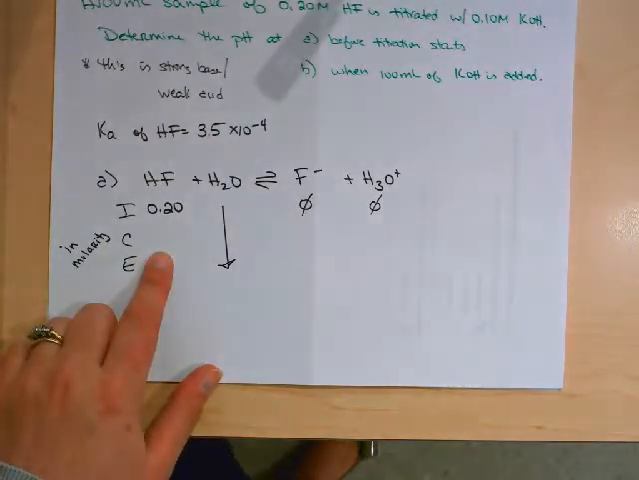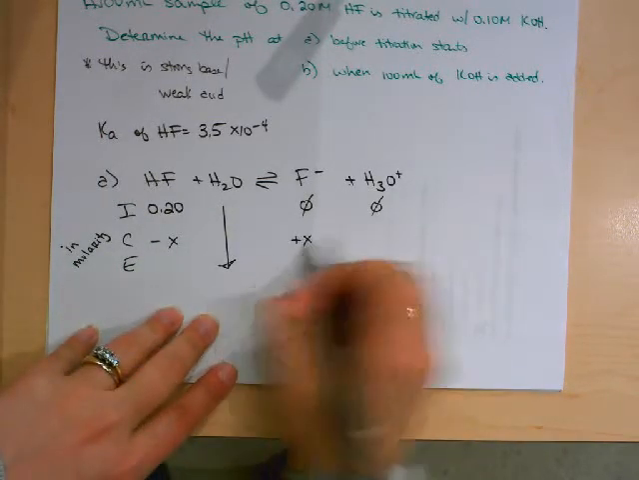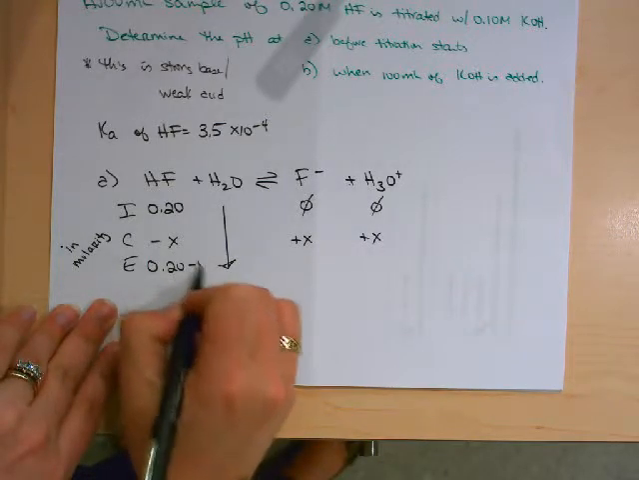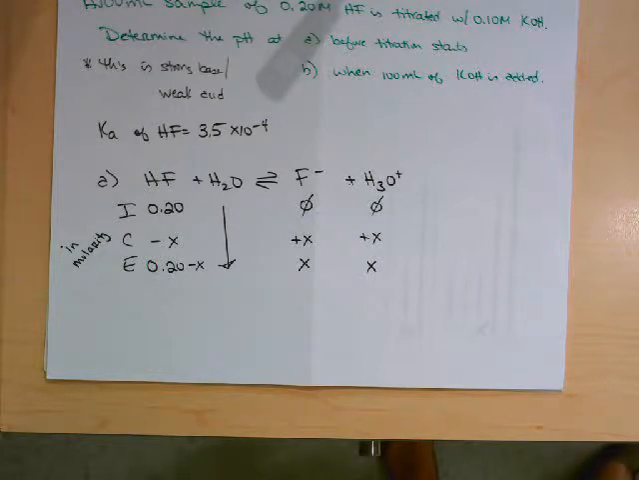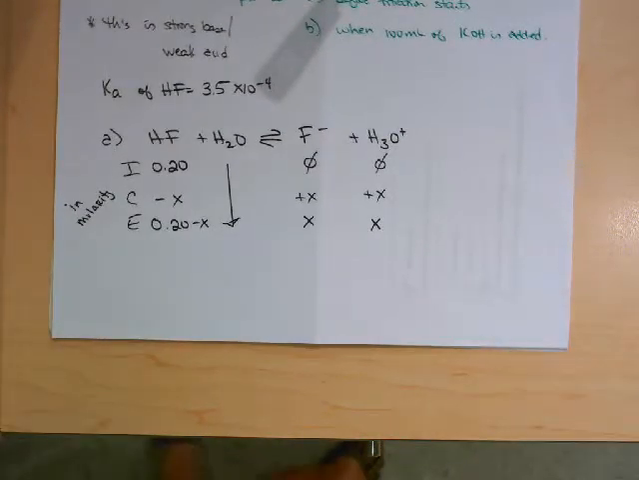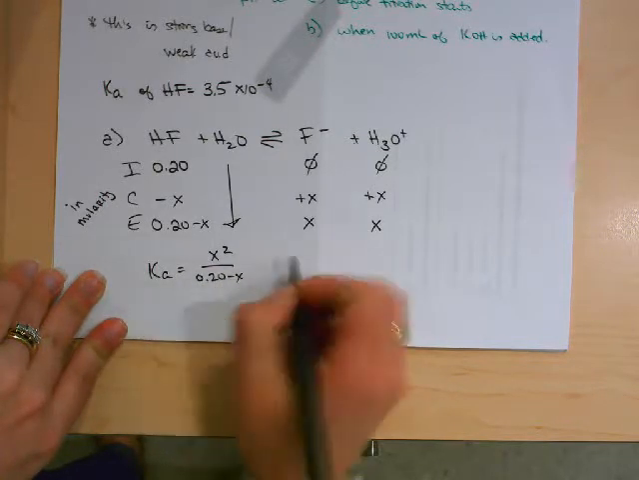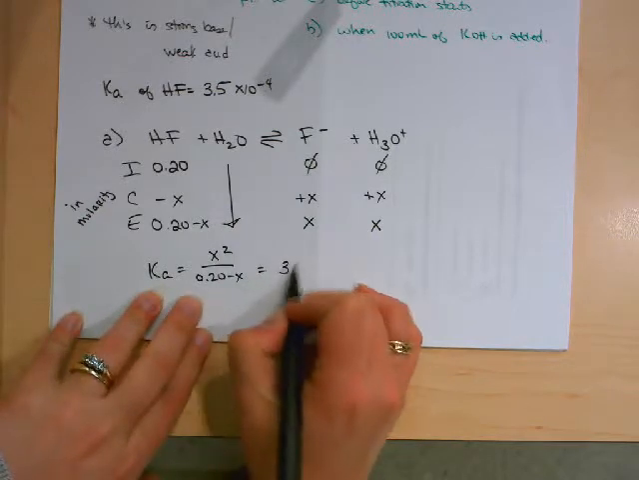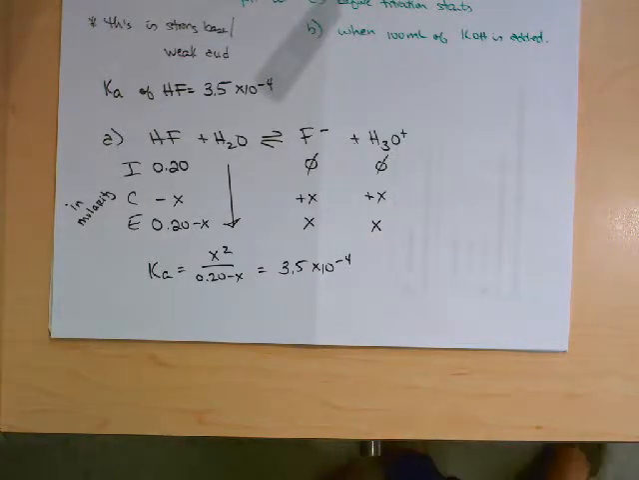So what do I put in the change column for the HF? Minus X. What do I do about my two products? Okay. Now what? Set it up. How do I set it up? What equals what? Now I know the Ka, so that's 3.5 times 10 to the negative fourth. What can I do to prevent a quadratic from occurring? Assume X is small.